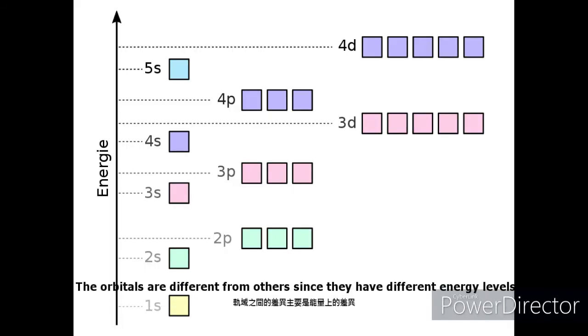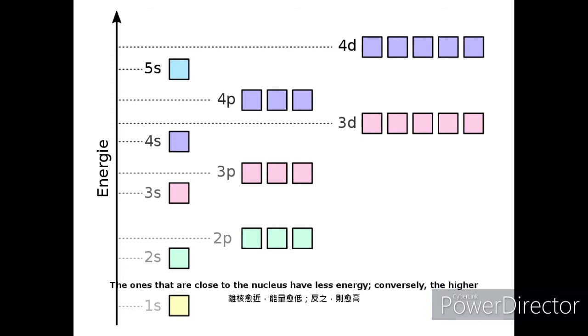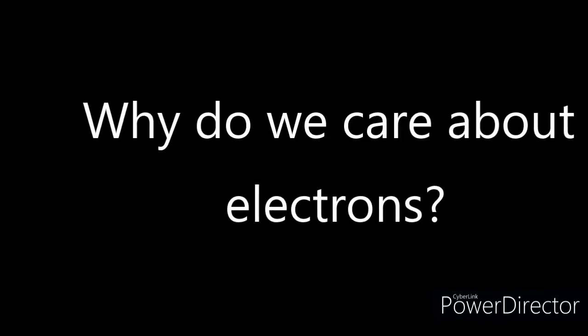The orbitals are different from others since they have different energy levels. The ones that are close to the nucleus have less energy. Conversely, the farther ones have higher energy. Why do we care about electrons?